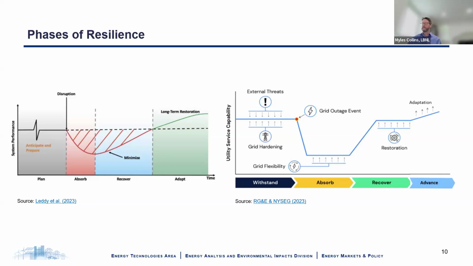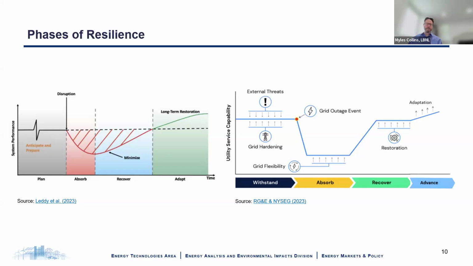So there's the planning and preparation, withstanding phases on the left there. We see a dip down in the line where there's a degradation of system performance. This is when the event occurs. There's a disruption. The system would absorb some of the disruption, and then over time it would recover until it's back at its baseline level of performance, and then over time there would be some advancing or adapting, depending on which graph we're looking at, for improving that baseline level of resilience.